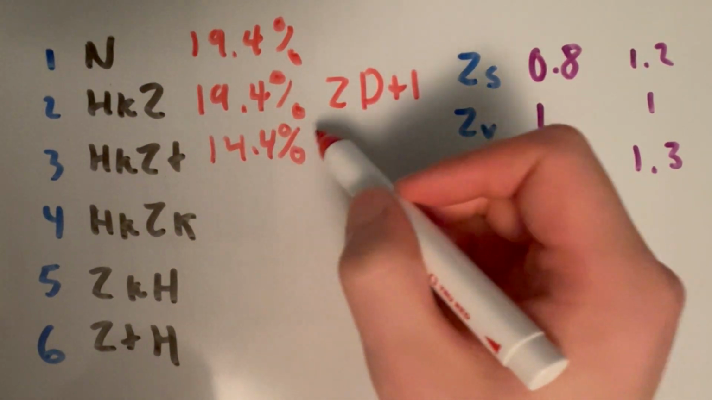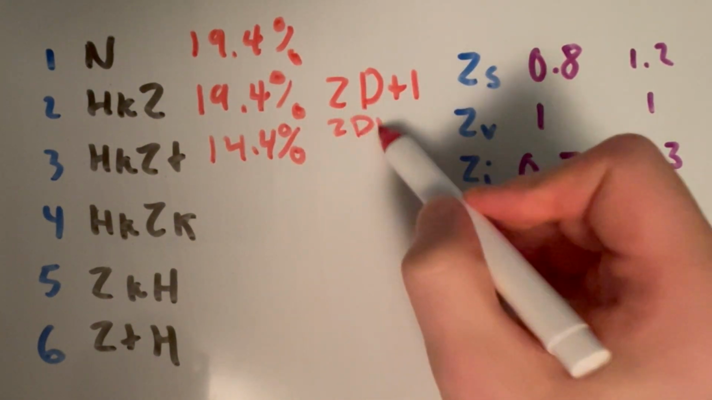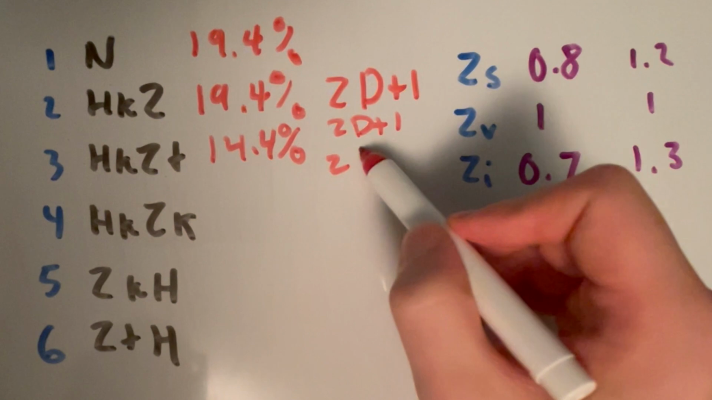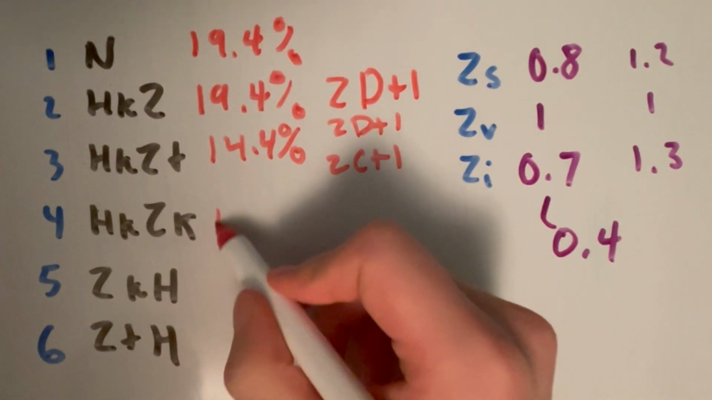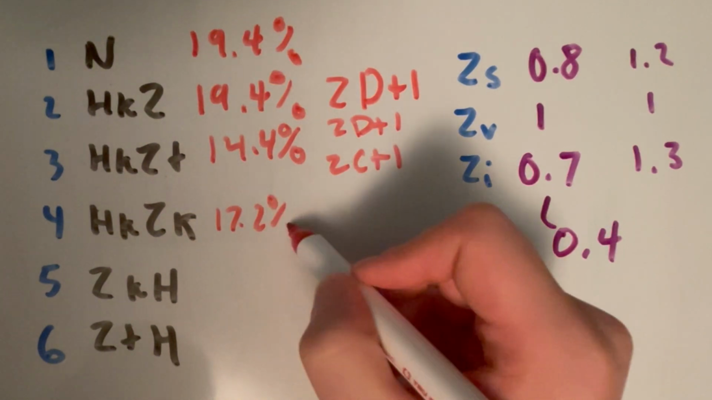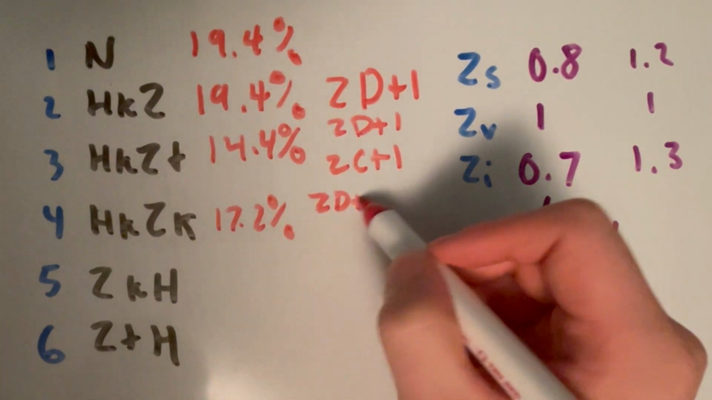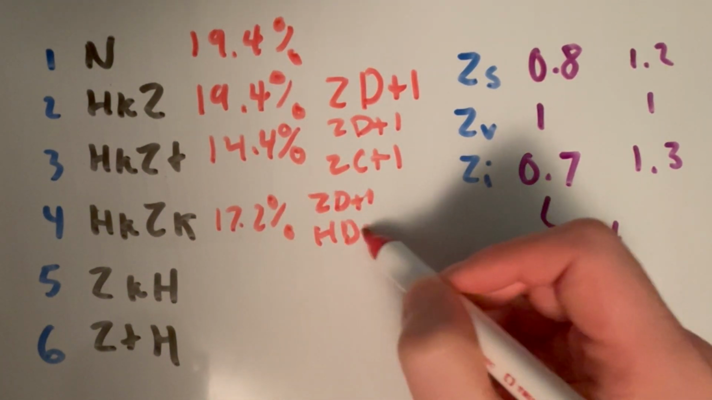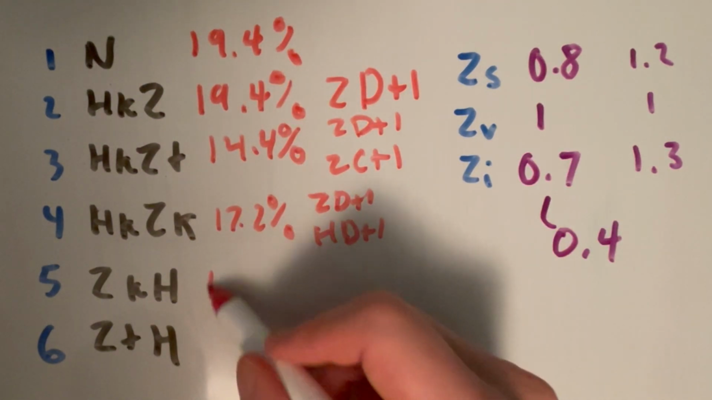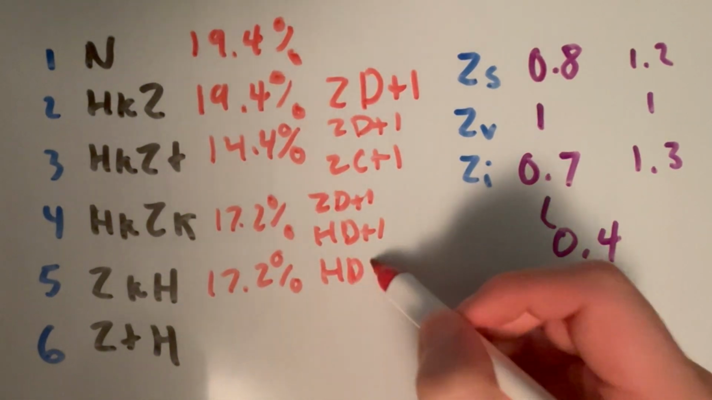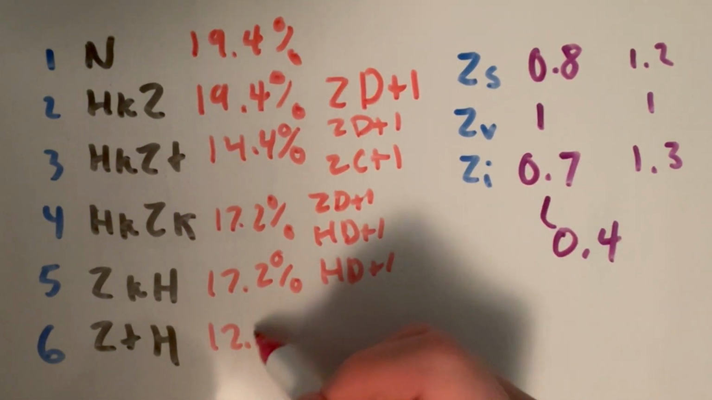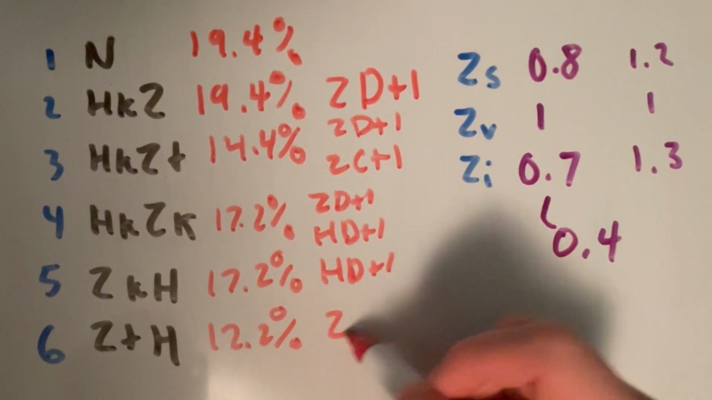So in this scenario, the following outcomes will have these probabilities and effects. 1. Nothing happens, 19.4% of the time. 2. Human kills zombie, 19.4% of the time. 3. Human kills zombie but is turned, 14.4%. Outcome 4, 17.2%. Outcome 5, 17.2%. And outcome 6, 12.2% of the time.